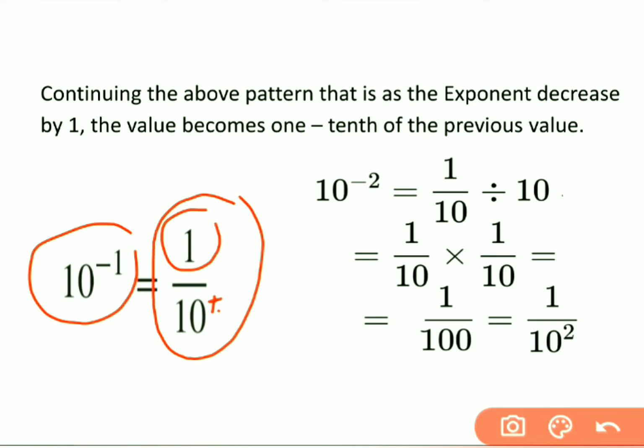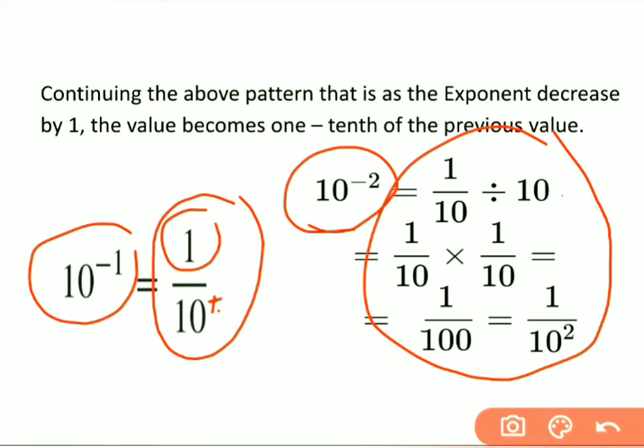And next, to obtain the value of 10 raised to the power minus 2, another time make the previous value 1/10, or we can say divide the previous value by 10. As you see on the screen, you obtain 1 upon 100, which is equal to 1 upon 10 raised to the power 2, and hence the law is verified.